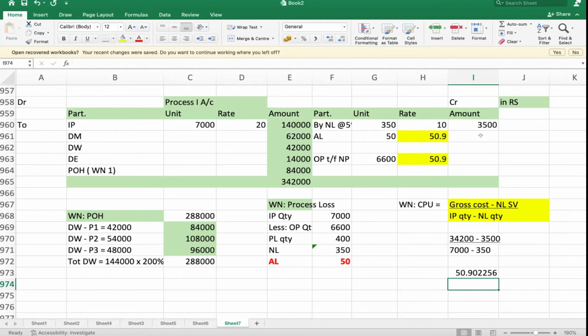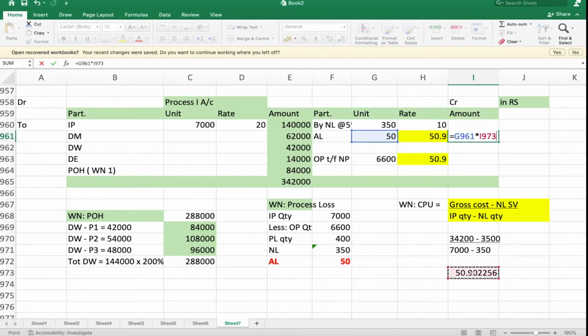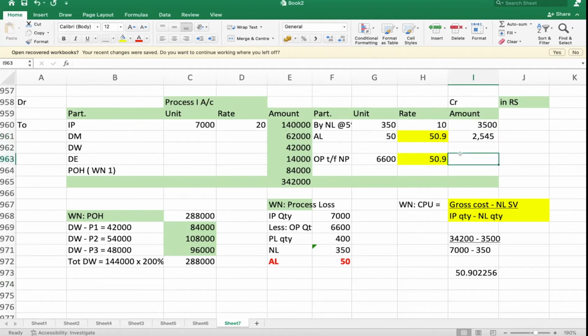Now, the valuation part. Can you please value 50 into the cost per unit, 50 point something? How much is the cost? 2,545. Now we can round it off here. 2,545. In the same manner, 6,600 quantity into the full value I will take.